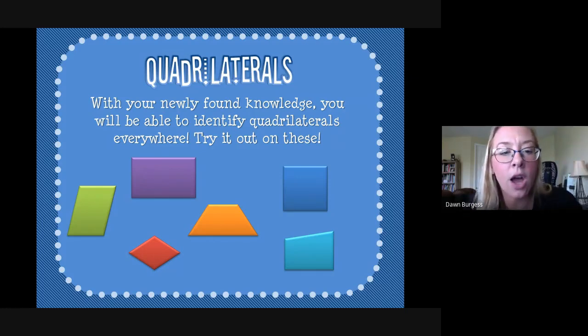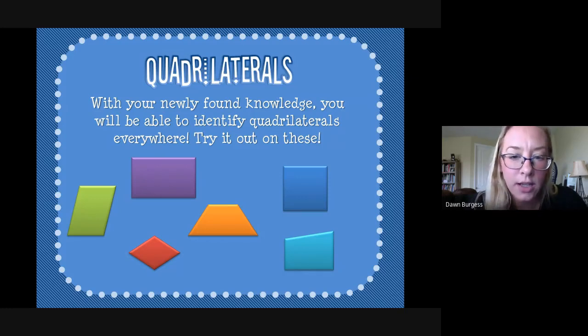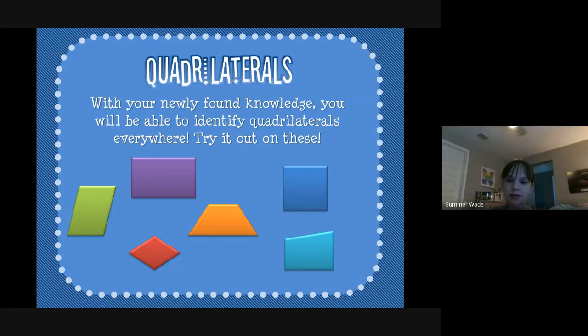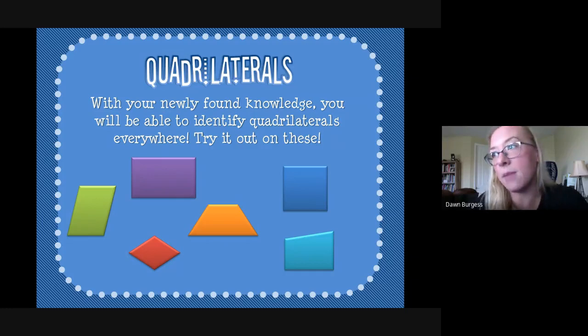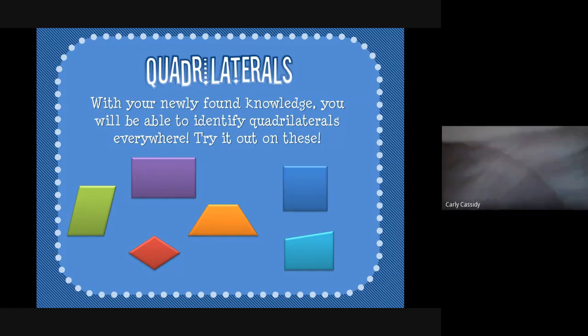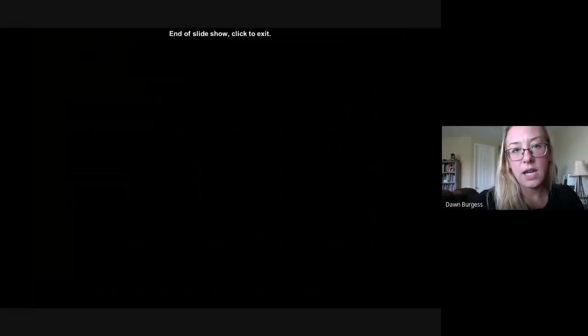What about that lime green one? Parallelogram. Good. The red? Diamond. Rhombus. Good. You're both correct. Diamond and rhombus, right? But fourth grade, we want to use the word rhombus just because that's your mathematician word. All right, guys, good job.